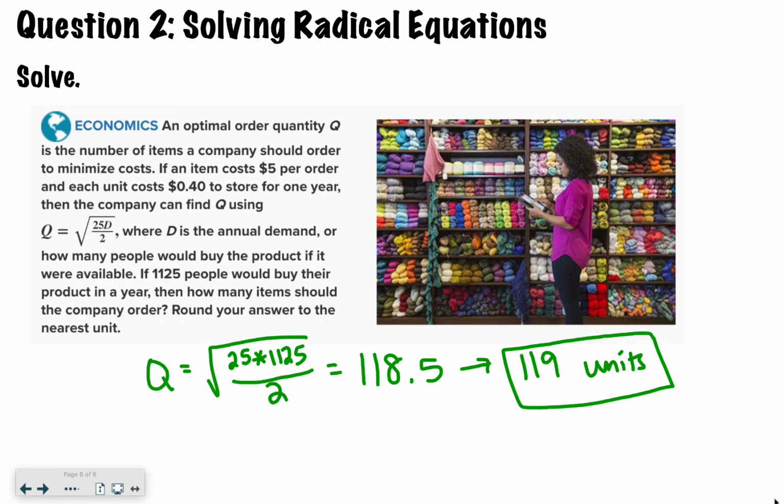All right, for this problem, hopefully you said q equals the square root of, and then you multiplied 25 times 1,125, took that number, divided by 2, and you should have gotten 118.5, which if you round to the nearest unit, that would be 119 units.